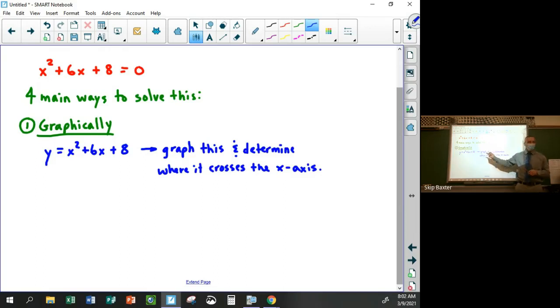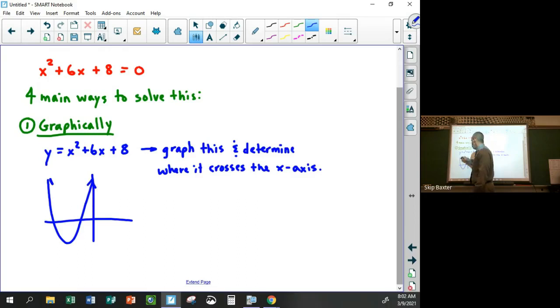How can you tell if this one opens upward or downward? Positive or negative? Yeah, if the coefficient of x squared is positive, then it opens upward. If the coefficient of x squared is negative, then it opens downward. So we would know that this graph maybe looks something like this, okay? And we would just want to figure out where it crosses the x-axis.